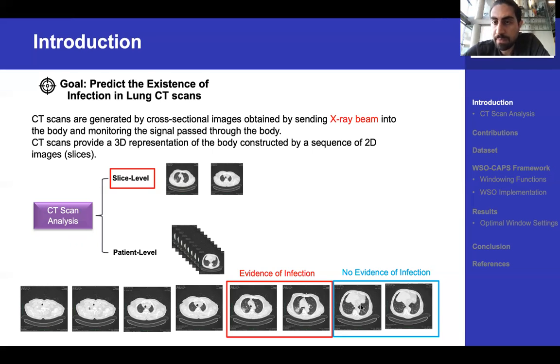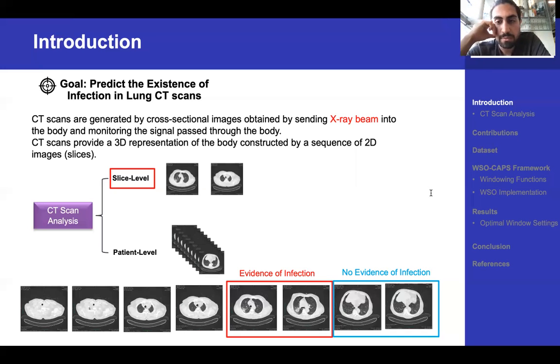In the image below, you can see different slices for a patient. You can see that some of them have the evidence of infection, while some of them have no evidence of infection.